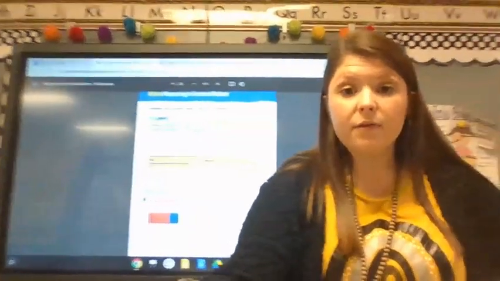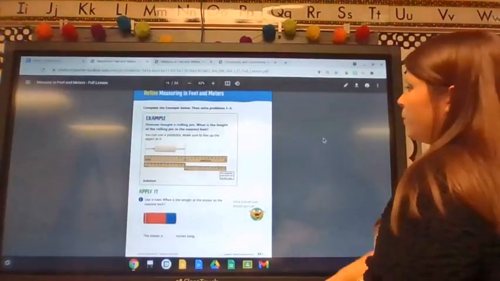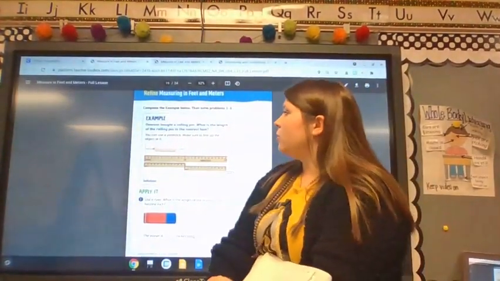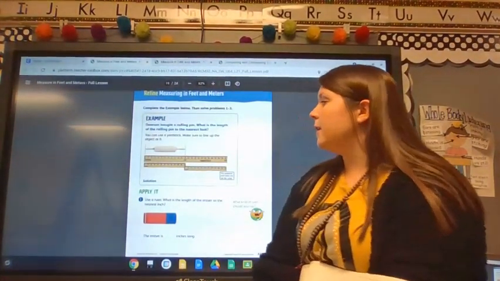So let's go ahead and get in our Ready Math Journal and look at page 531. Let's look at this example problem. Dawson bought a rolling pin. What is the length of the rolling pin to the nearest foot?